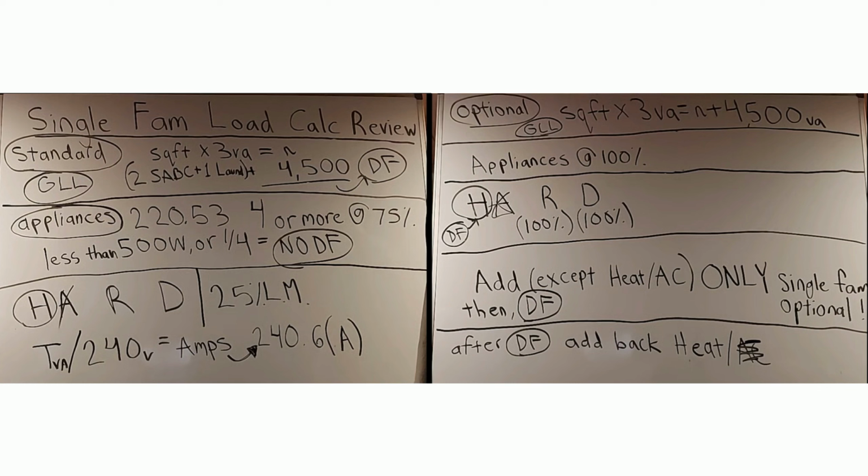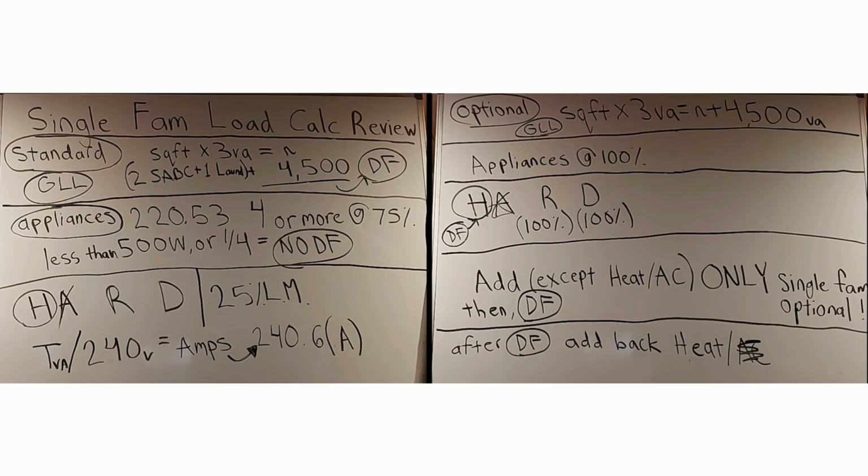And then once we finish that, the optional method for the single family is pretty specific because it has its own demand factors and it has its own way of doing the demand factor. So again, like I just went over, we're going to add everything together except the heat and the AC. And then after we do our demand factor, which is the first 10 kilovolt amps at 100% and the remainder at 40%, after doing the demand factor, then we're going to add back the heat or the AC, whichever one is bigger, and that will be our total number for the optional method.